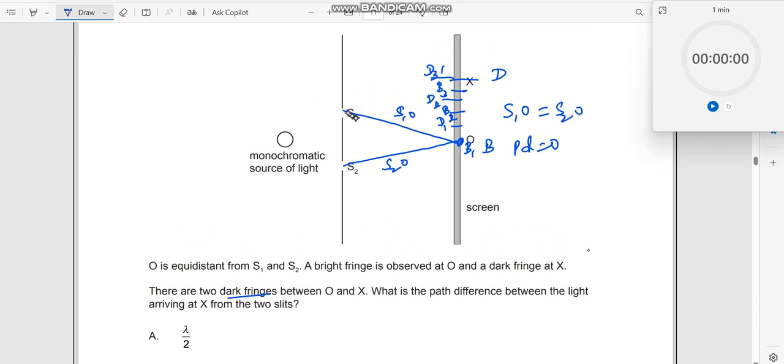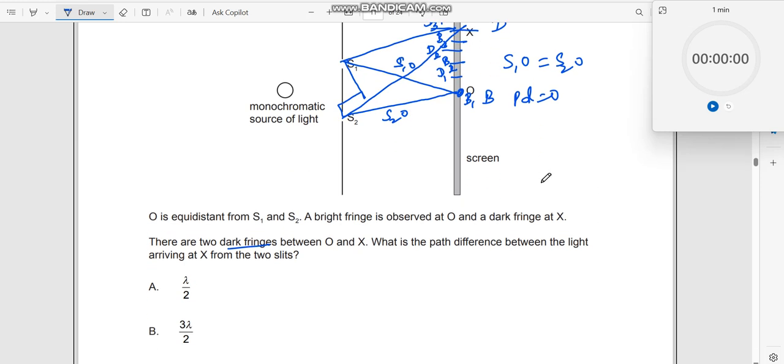One ray of light will start from here and arrive at this point. The other ray of light will start from here and arrive at this point. What is the path difference? He is asking you the path difference here. Okay, so how do we do it? Let me write it down in detail, so it will be useful for us.